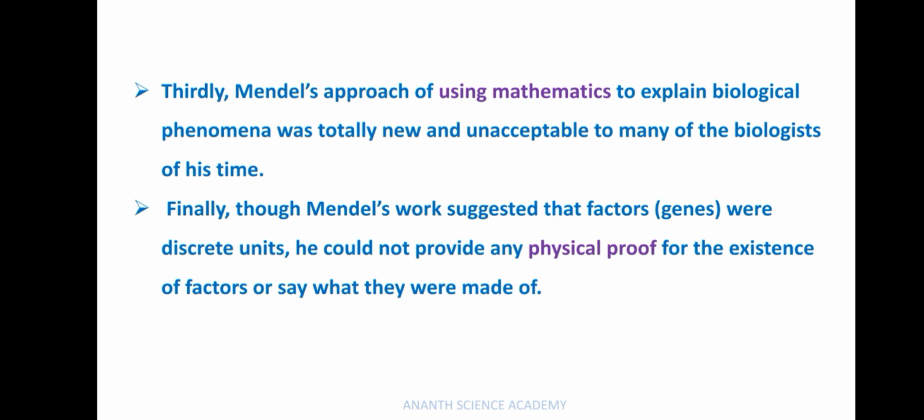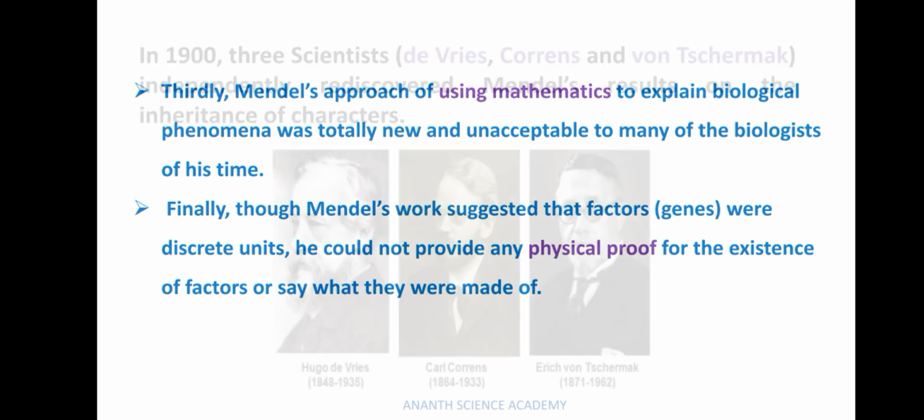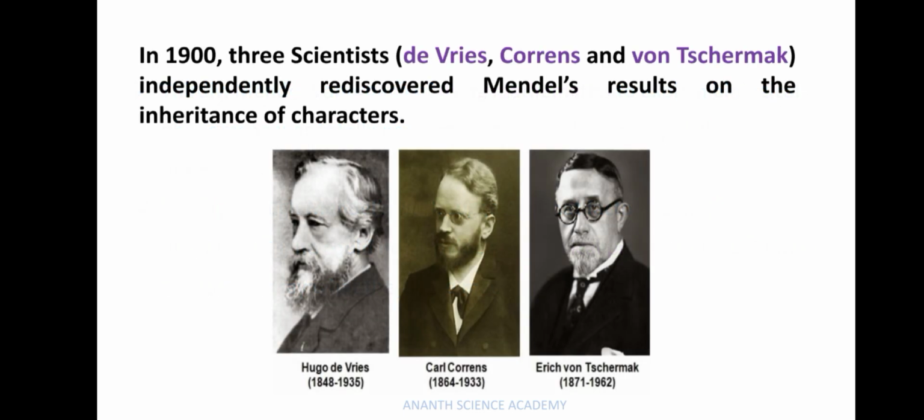Finally, though Mendel's work suggested that factors were discrete units, he could not provide any physical proof for the existence of factors or say what they were made of. In 1900, three scientists, Hugo de Vries, Carl Correns, and Erich von Tschermak, independently rediscovered Mendel's results on the inheritance of characters.